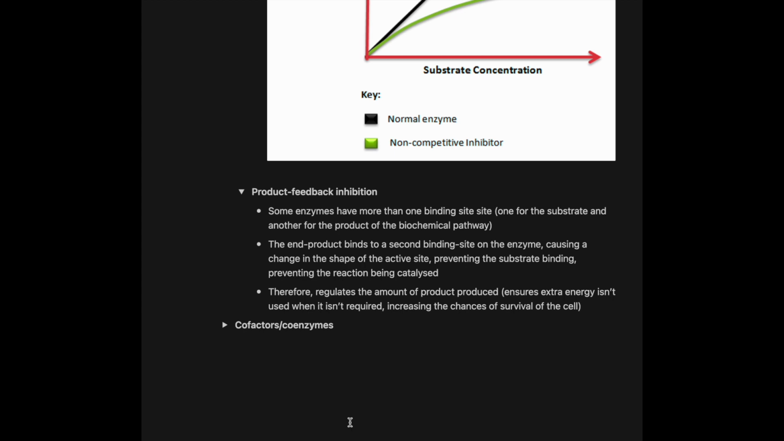So the end product binds to the second binding site of the enzyme, which acts in a similar way to an allosteric inhibitor, or a non-competitive inhibitor, where it changes the shape of the active site and therefore prevents a substrate from binding, and as a result, prevents the enzyme-substrate complex from being formed, preventing the reaction from being catalyzed. Therefore, this regulates the amount of product produced, and this ensures that extra energy isn't used when it is not required, and this increases the chance of survival of the cell.